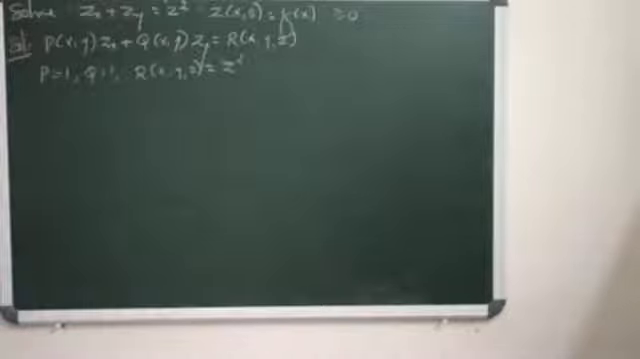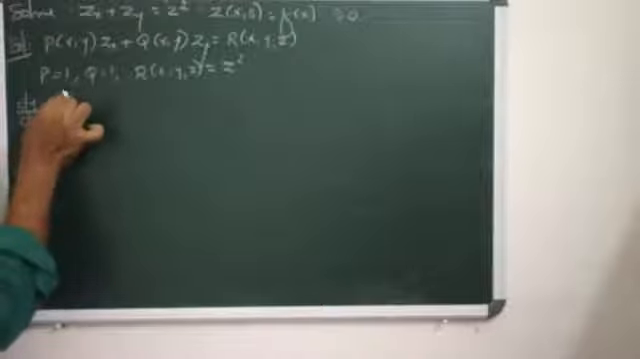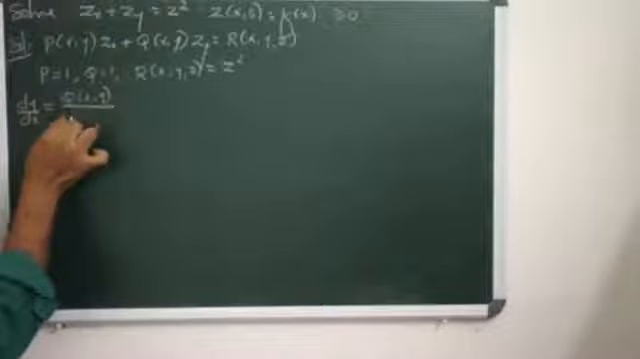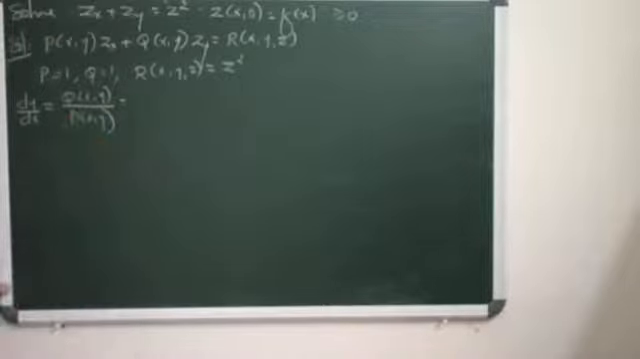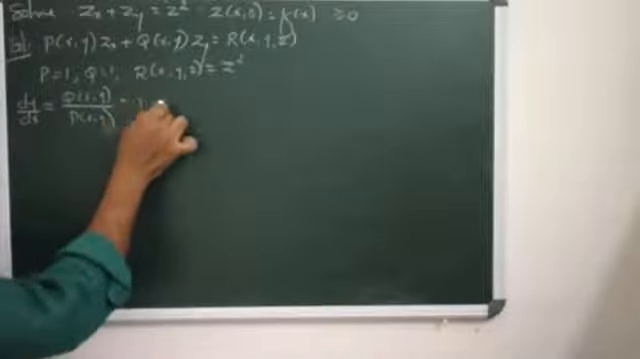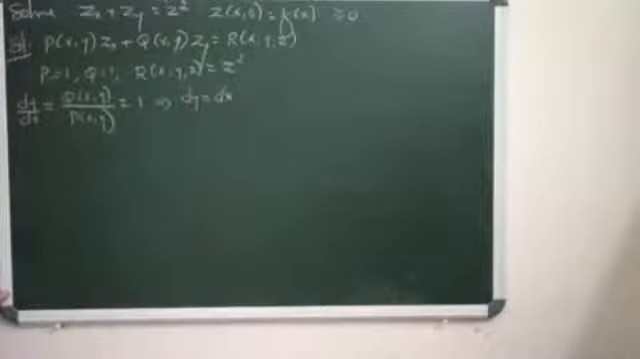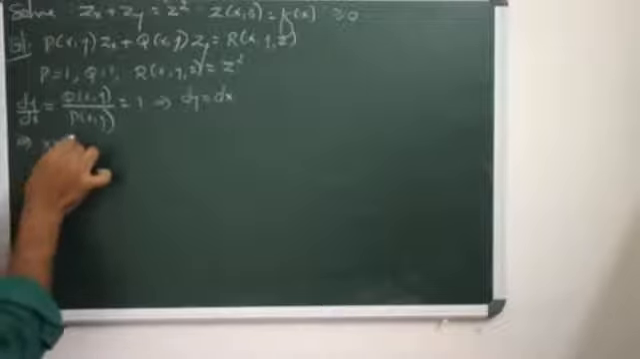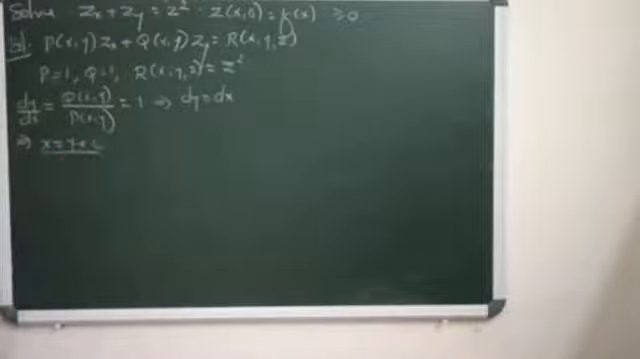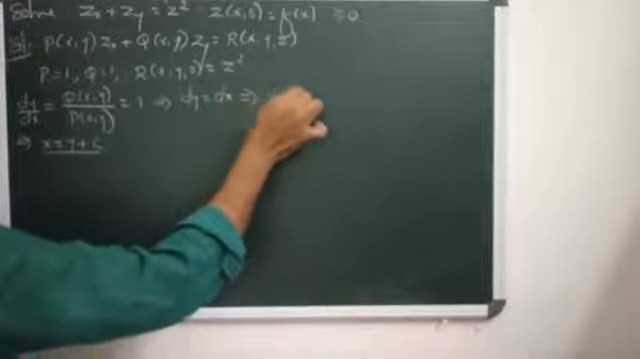Okay, so what is dy/dx? dy/dx is q(x,y) by p(x,y). What is q? 1. And what is p? That is also 1. So dy/dx = 1, which means dy = dx. On solving, what do you get? x = y + c, or y = x + c, whatever may be. So on solving, we have x = y + c.